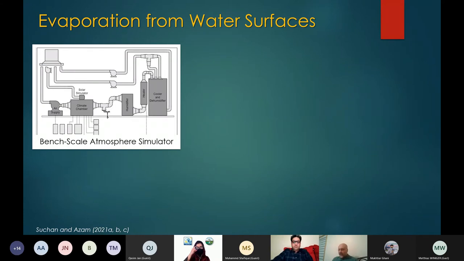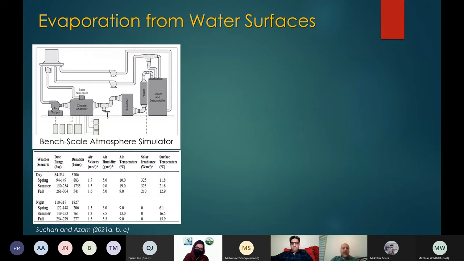The sample of water or soil containing water is placed in the chamber, and its mass is measured with respect to time using a very sensitive scale balance. Simulate the conditions primarily within southern Saskatchewan. Jared developed a parametric data set, shown in the table below here, representing various weather scenarios of spring, summer, and fall, both daytime and nighttime.